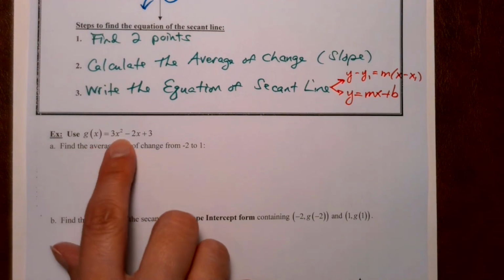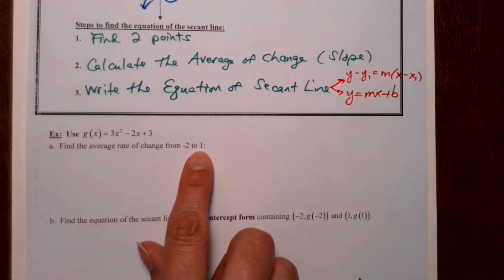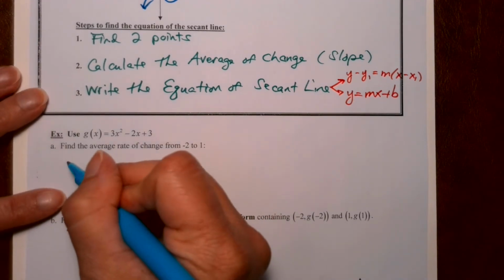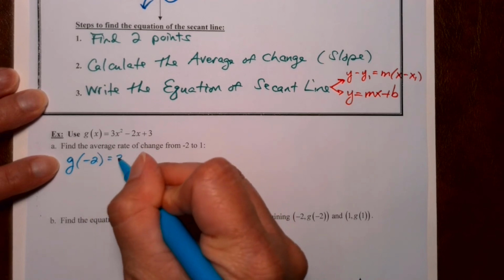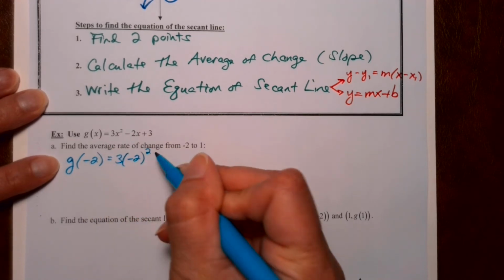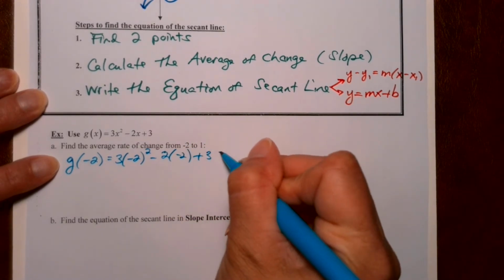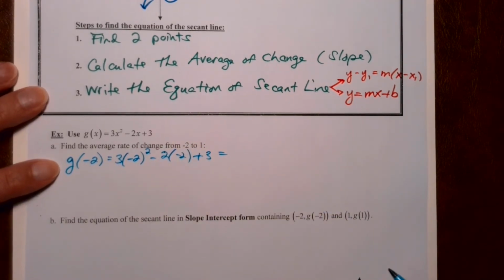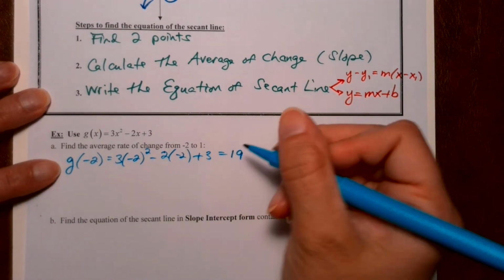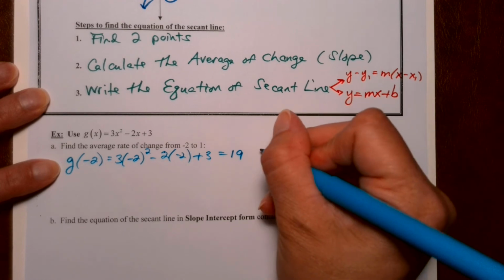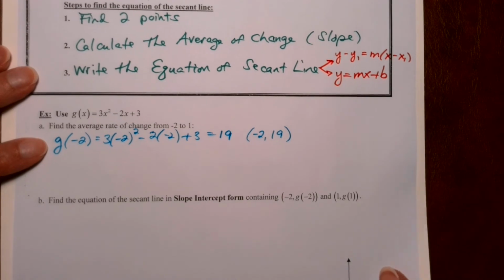Here's an equation, it's a parabola. Find the average rate of change from -2 to 1. Remember how to do this? First thing I'm going to do is plug in -2. So 3 times -2 squared minus 2 times -2 plus 3. What does that make? That makes 19. So I now have the point -2, comma 19.